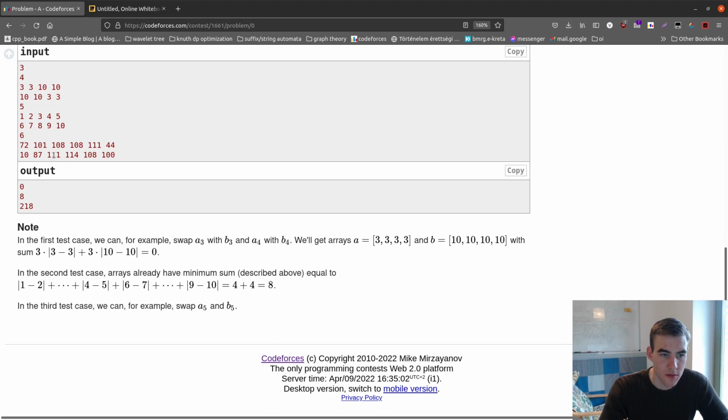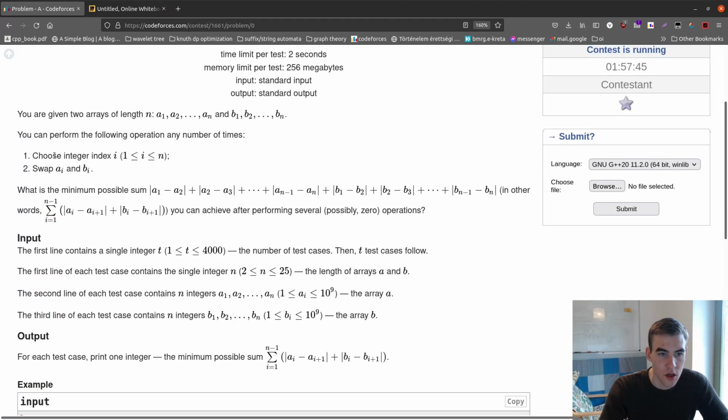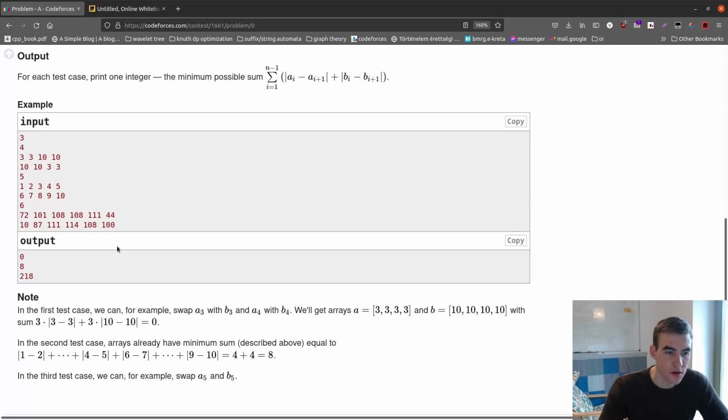Here, why is that the best? You are given two arrays and you can perform the... Oh, I can only swap elements that are above each other. Oh, okay. Well, in that case, I'll try to make one of them increasing.